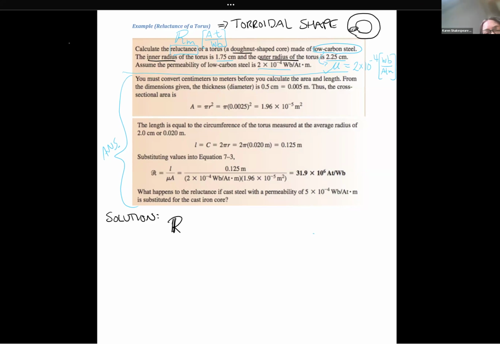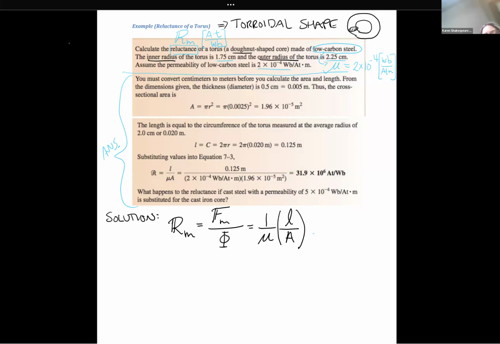So I would always start with what I am supposed to solve. Reluctance, what do I know about reluctance? I know that it is the magnetic motive force over the number of lines of flux that got established. That's a definition of reluctance. And another definition of reluctance is 1 over permeability times the length over the area that we're looking at.